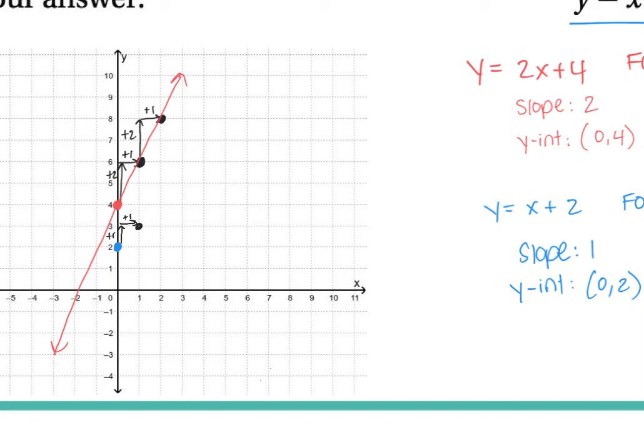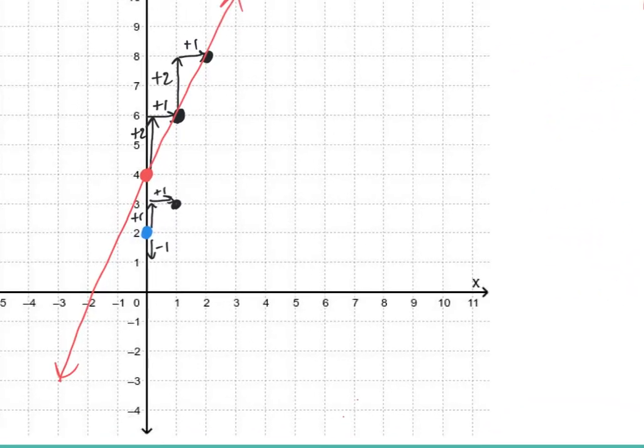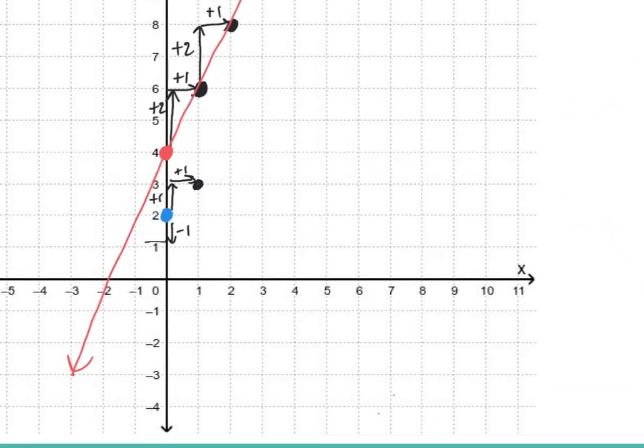So if we were to move down one, would we move left or right? Left, because it's a positive slope, okay? So if we move down, we have to move left. So here's our next point. And let's do one more, down one, to the left one.